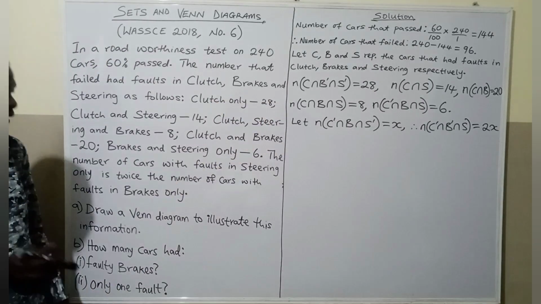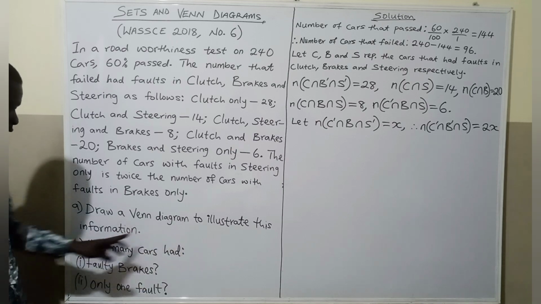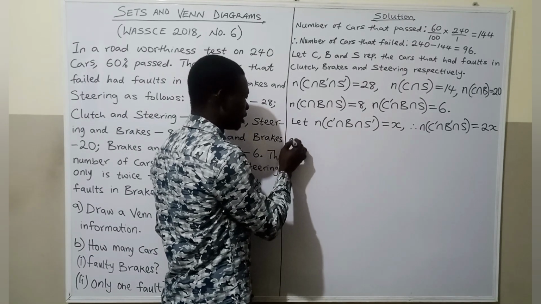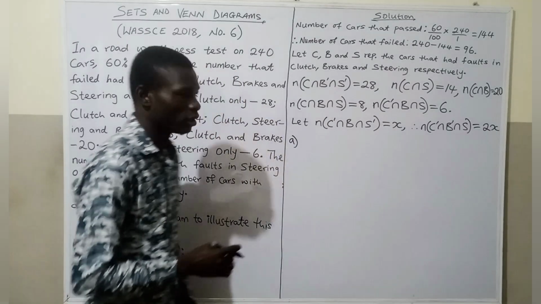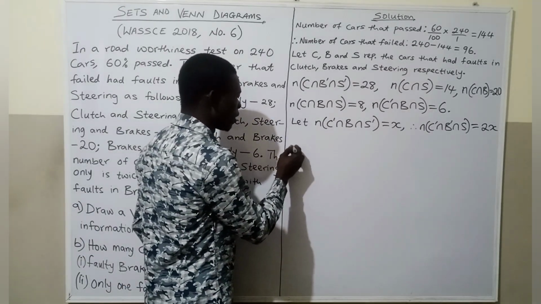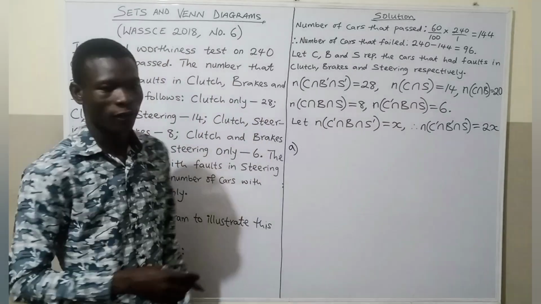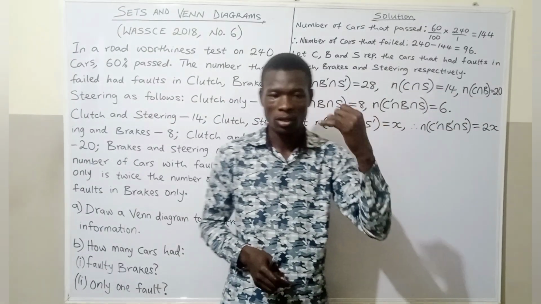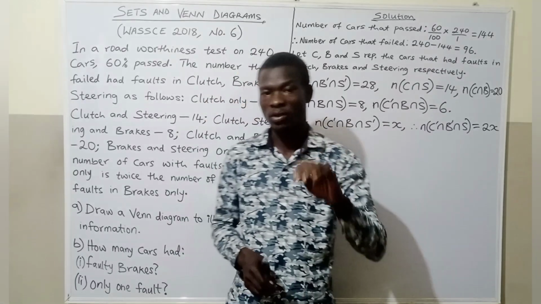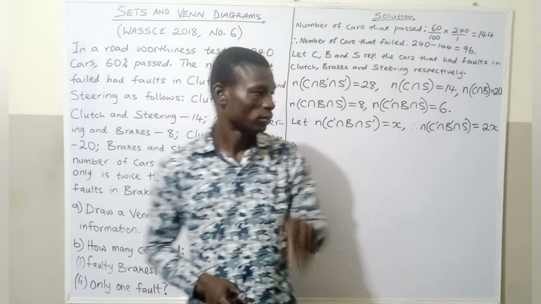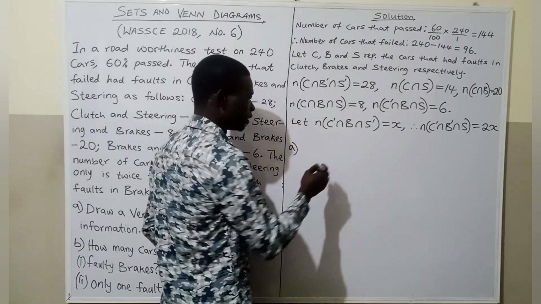So the next thing is that we should draw a Venn diagram to illustrate this information, and that is our question A. Draw a Venn diagram to illustrate the information. So we are proceeding to drawing our Venn diagram now. And of course, in our Venn diagram, 3 parameters are mentioned here. We have the clutch, the brakes, and the steering. So it means that we are going to have 3 different circles, and our circles are going to be something like this.